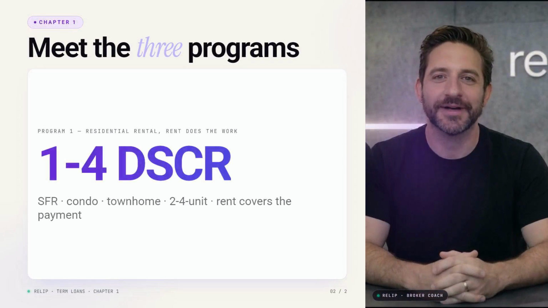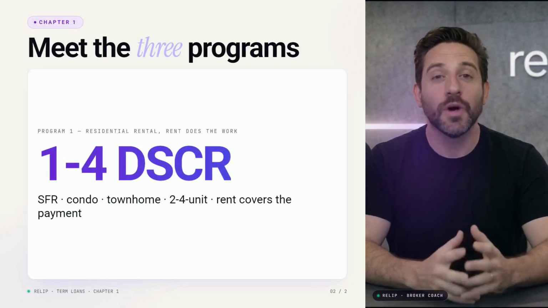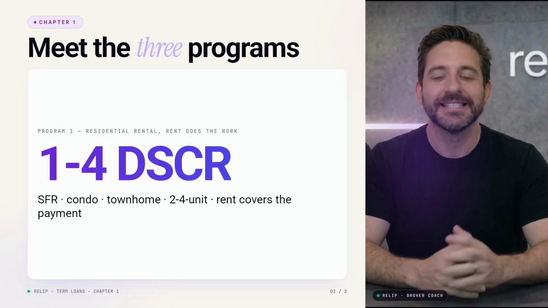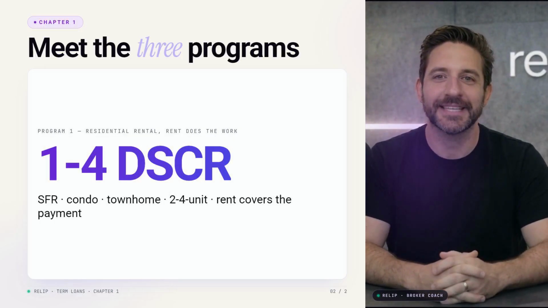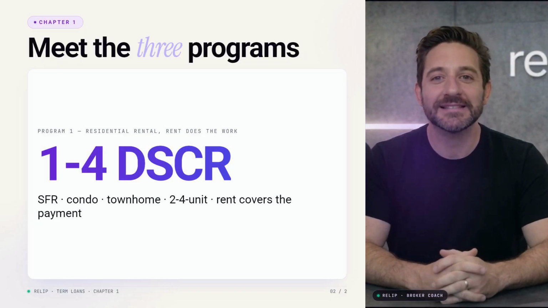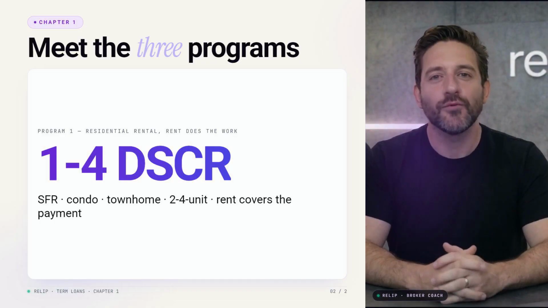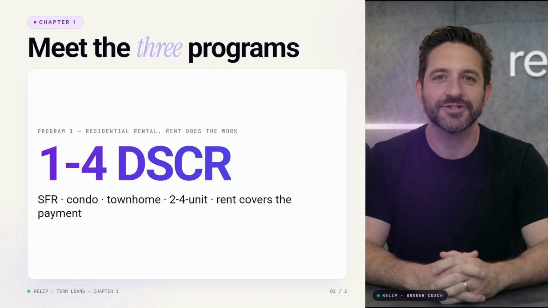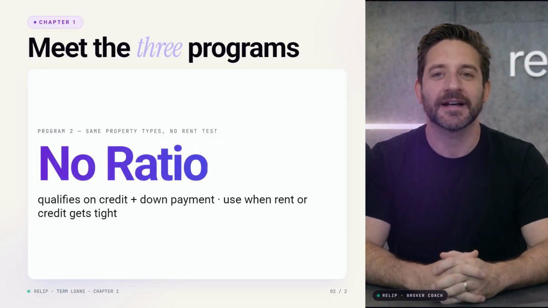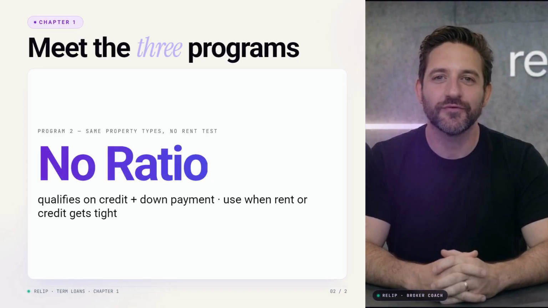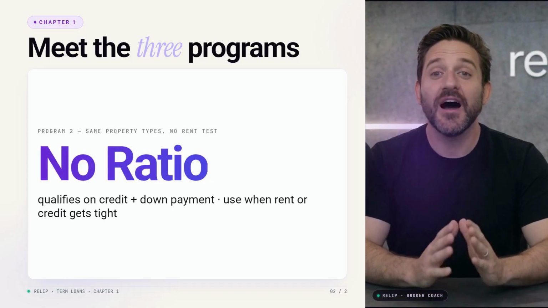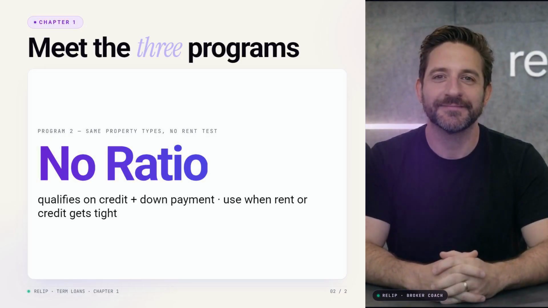Let's name the three programs. Program 1 is called 1 to 4 DSCR. DSCR is an acronym. It stands for Debt Service Coverage Ratio. All that means is, does the property's rent cover the mortgage payment? We'll come back to that in detail in a minute. 1 to 4 DSCR is for residential rental property, a single-family house, a townhouse, a condo, or a small 2 to 4 unit building, where the rent comfortably covers the loan payment.